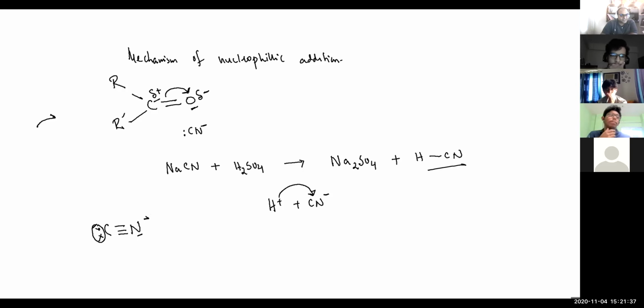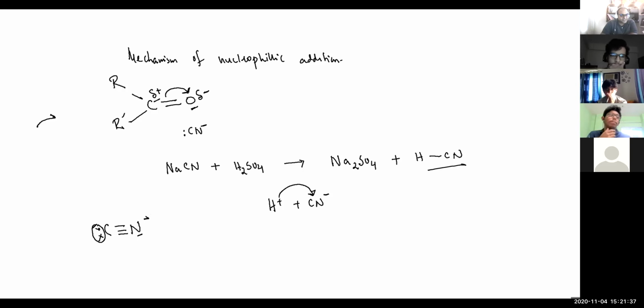Why is it O minus? Because oxygen had a double bond, and in a double bond they had an extra pair of electrons. Who's taking it away? Oxygen. And then the free hydrogen ion reacts with the free oxygen to become OH and CN.